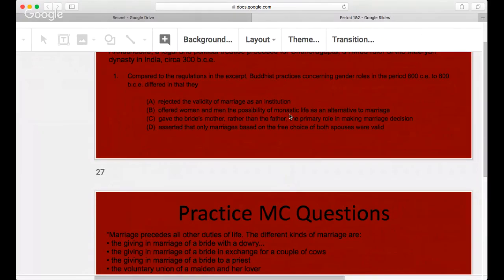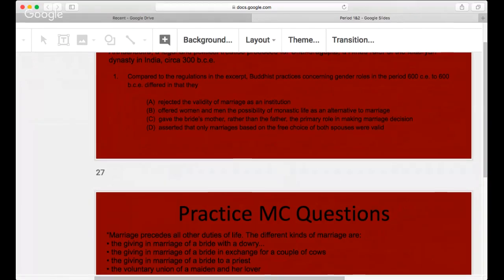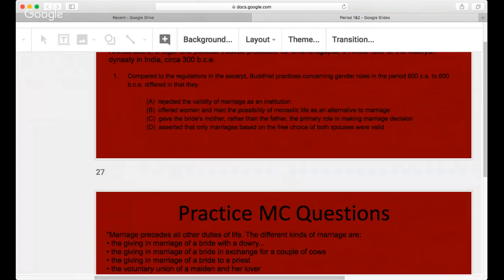Offered women and men the possibility of monastic life as an alternative to marriage. So I do think that they did do that, because remember we talked about monasteries, and monks in Buddhism could go to monasteries. Then they couldn't get married. They would be monks forever and never get married. So I'll leave B there.